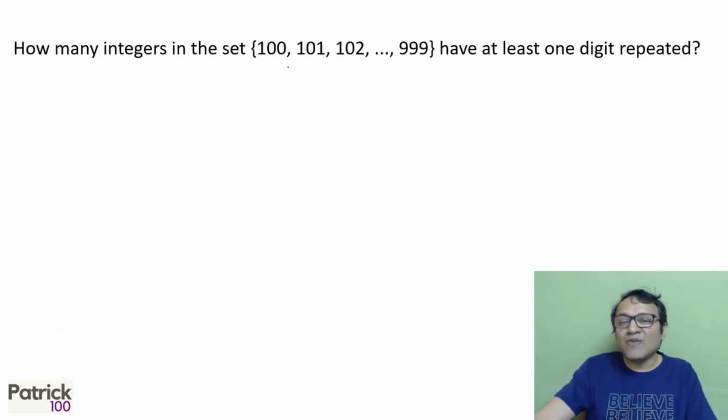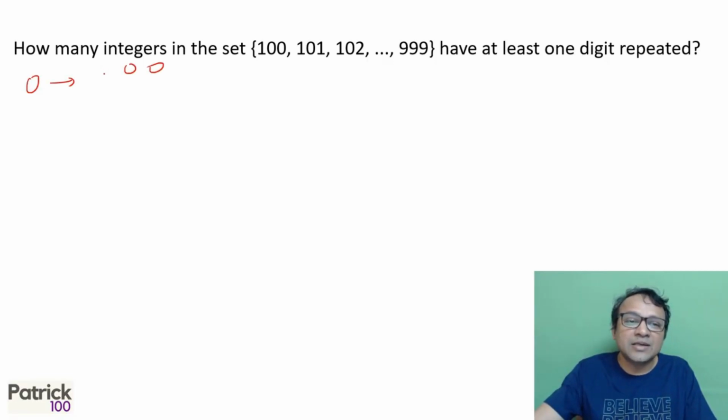How many integers in the set have at least one digit repeated? So let's start with 0. Repetition of 0 is only 9 ways. If you look, 0 has to be the second and third digit, and the first digit can be 1 to 9. So 9 ways.